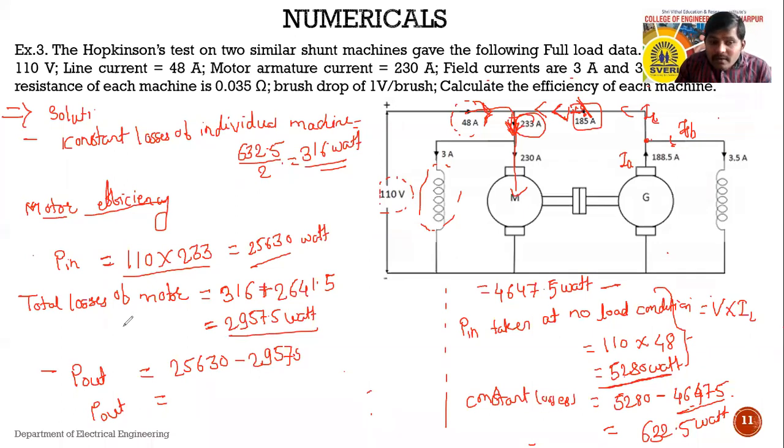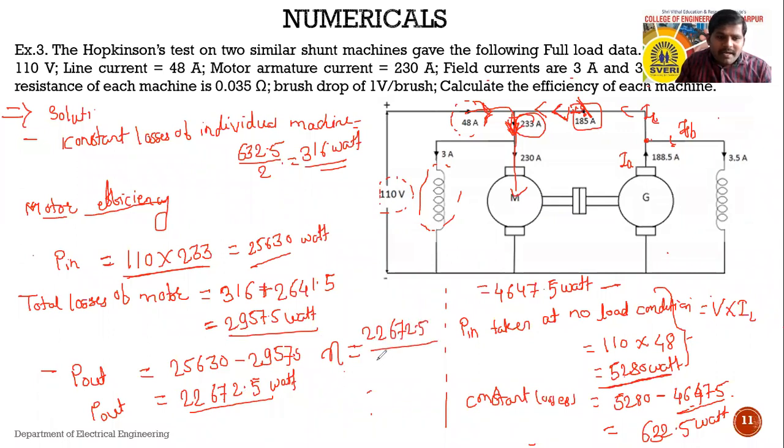किती आहे ती व्हॅल्यू? 22672.5. It is in the watt. So you are having the value of P out, you are having the value of P in. So according to this we are able to calculate the efficiency of the motor. मोटरची efficiency calculate करू शकतो.